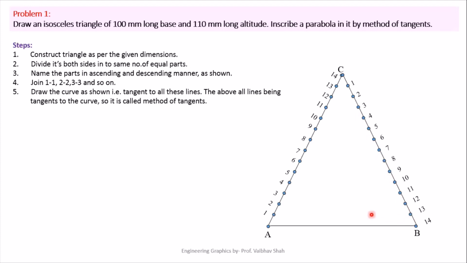After that, the next step is very easy. We will join one point with the corresponding point. So let us join 1 with 1, 2 with 2, 3 with 3, 4 with 4, 5 with 5, 6 with 6, 7 with 7, 8 with 8, 9 with 9, 10 with 10, 11 with 11, 12 with 12, 13 with 13, and point 14 is already connected with point 14.